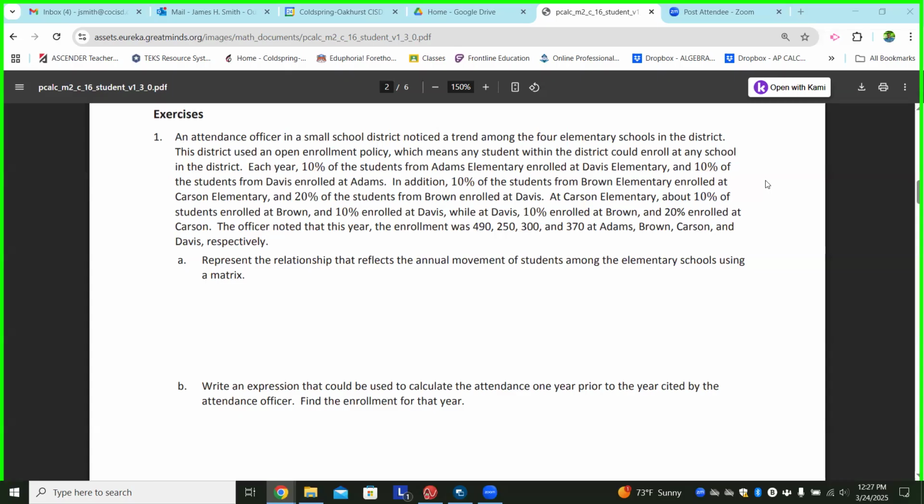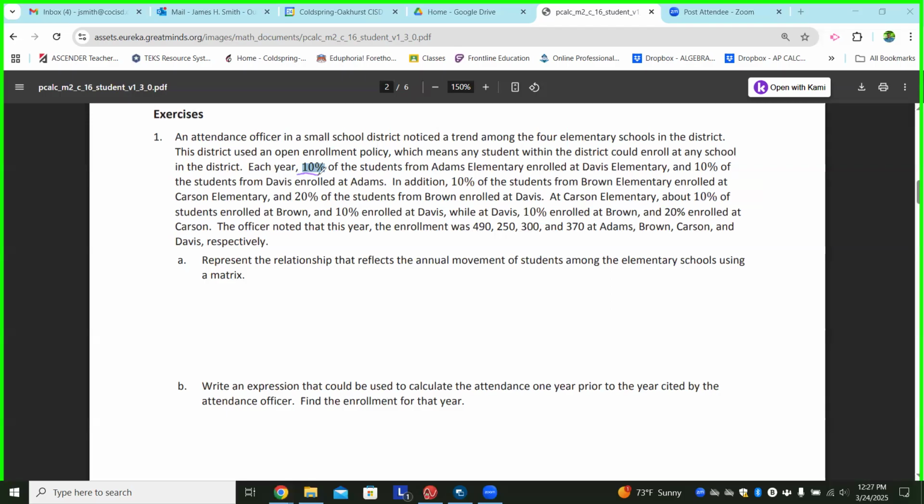Well, let's look at it, analyze it. So it says an attendance officer in a small school district noticed a trend among the 4 elementary school districts. How many equations do you think I'm going to have? Probably 4. This district used an open enrollment policy, which means any student within the district could enroll at any school in the district. Does that really give us any information? Not really.